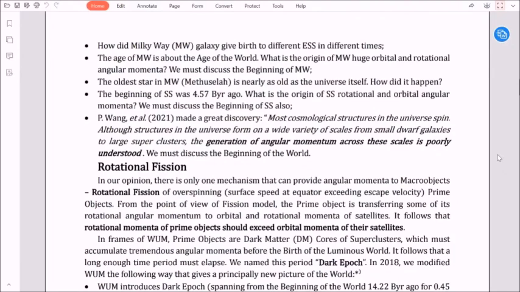Wang et al. in 2021 made a great discovery. Most cosmological structures in the universe spin. All the structures in the universe form on a wide variety of scales, from small dwarf galaxies to large superclusters. The generation of angular momentum across these scales is poorly understood. We must discuss the beginning of the world.